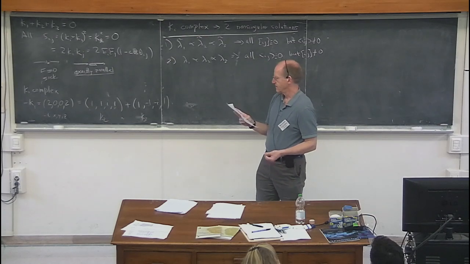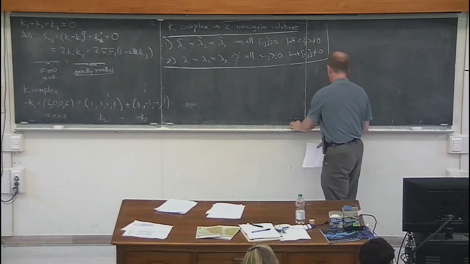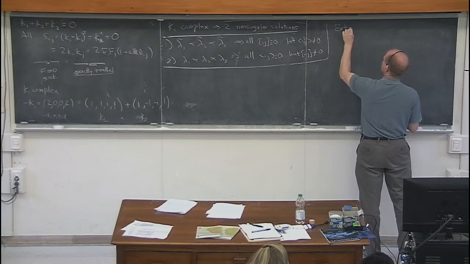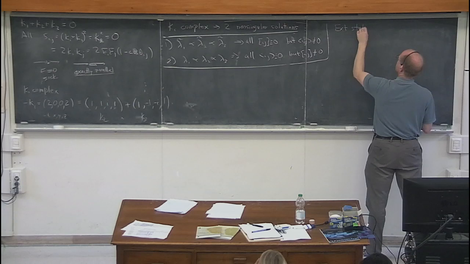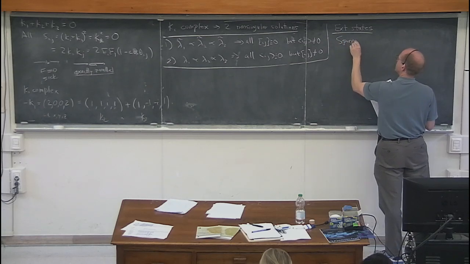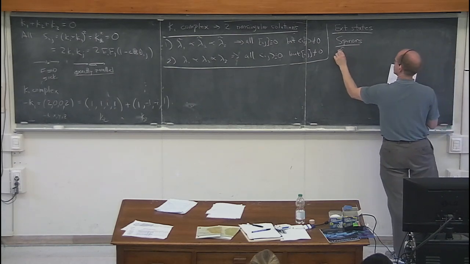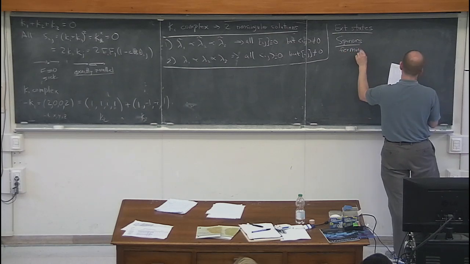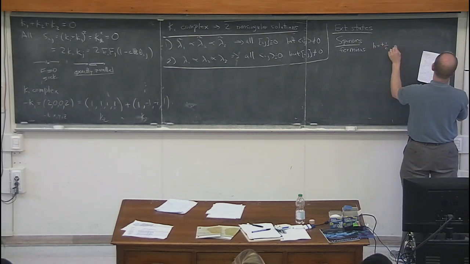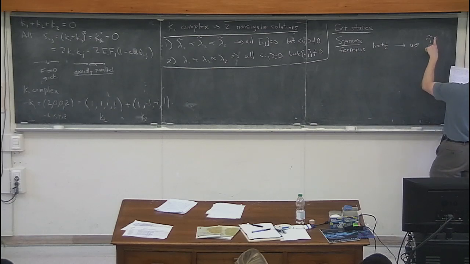So we have to define some external states, and the spinors for the spinor case are fermions. If we have a helicity plus 1/2 fermion, we're going to use lambda i to produce it.